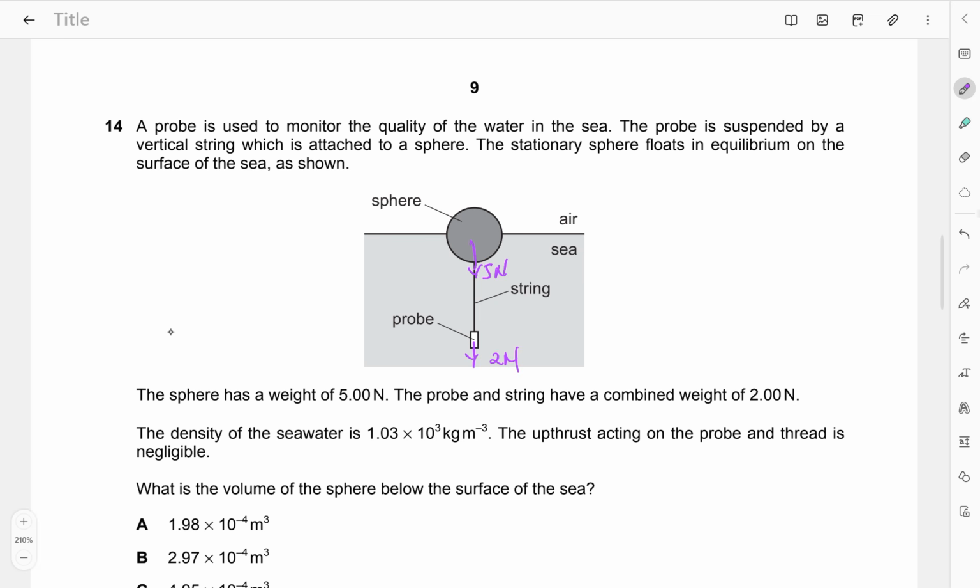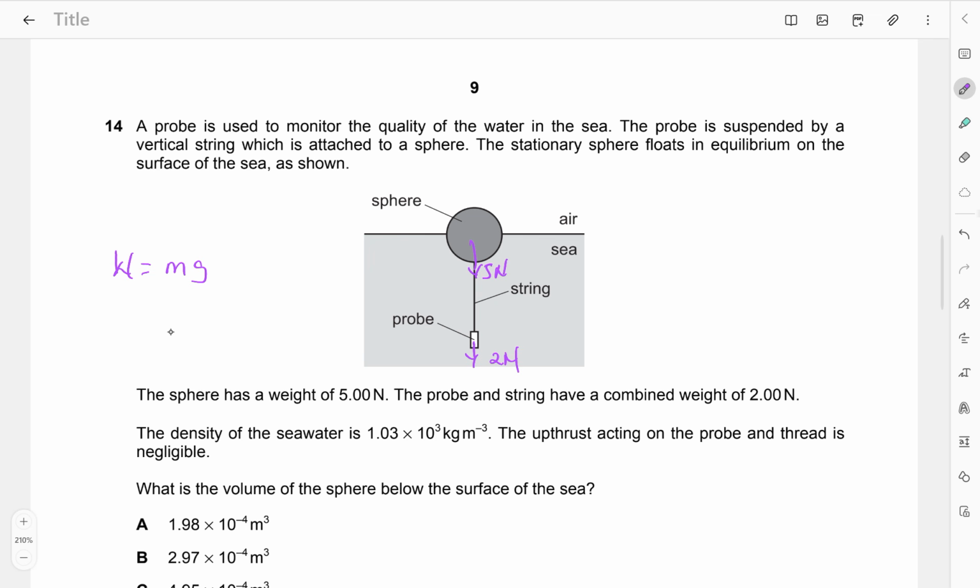But remember, it is in equilibrium. That means there's another force balancing it upwards. Okay. The up thrust acting on the probe and the thread is negligible, but remember it is floating. Therefore, the weight of these two, the probe and the sphere, must be equal to the weight of the liquid which they can displace, and this can be equal to density of the mass times g.